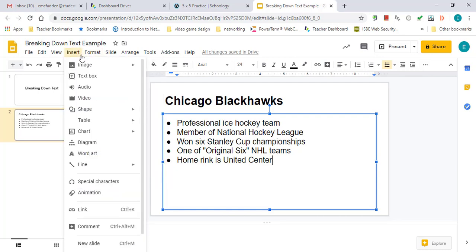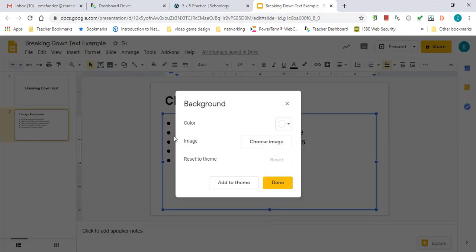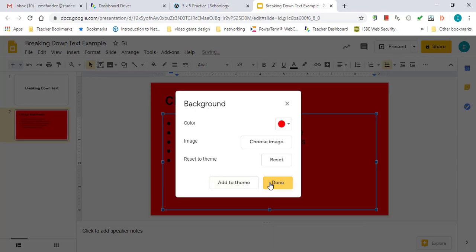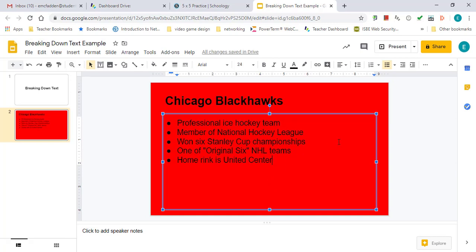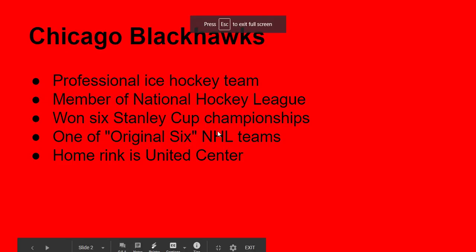Actually, let's go to our slide and change the background. And we'll pick a color. I'm going to pick red. And click done. Now, what I like to do is preview my documents often like this, just so I can see what they look like when they're fully blown up. So I'm going to go ahead and go View, Present, and take a look at that.